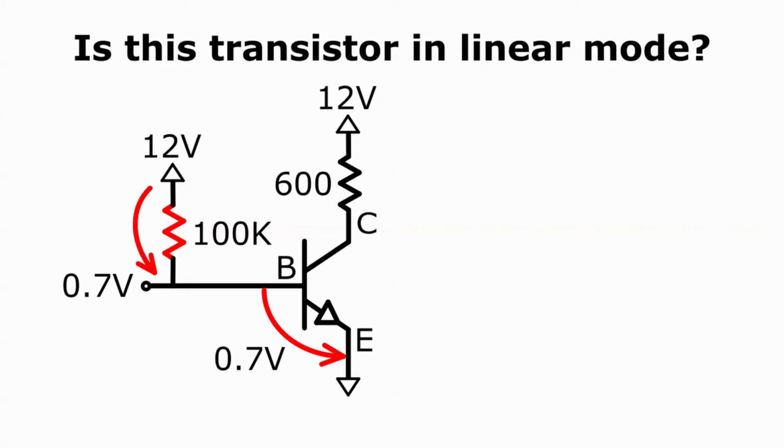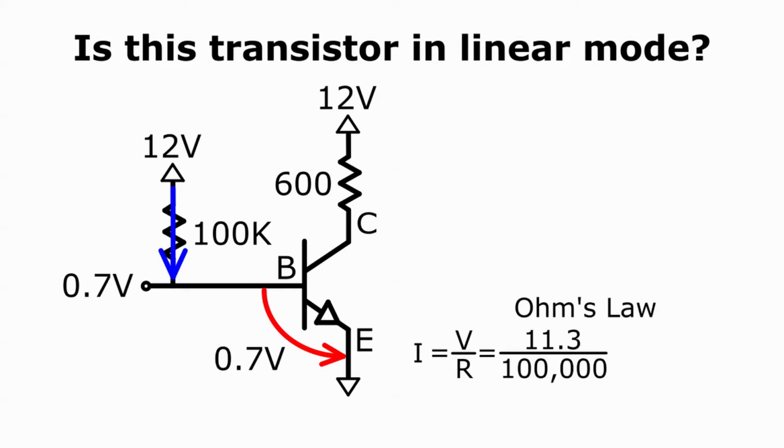The voltage drop over the base resistor is 12 volts at the top, less 0.7 volts at the bottom, or 11.3 volts. We can now calculate the current which flows down through the base resistor using Ohm's law. The current is the voltage divided by the resistance, which is 11.3 volts divided by 100,000 ohms, or 0.113 milliamps. So the base current is 0.113 milliamps.